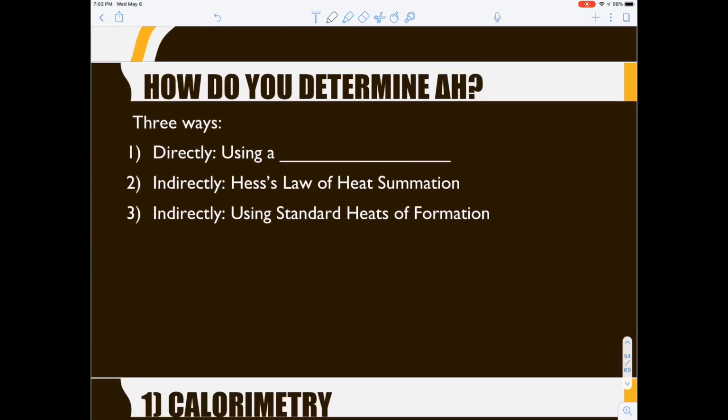Okay. This last part here is how do we calculate or figure out what delta H is numerically. We've talked about how you can use evidence about whether the surroundings get warmer or colder to identify the sign of delta H, but how do you know the numerical value of it? So one way is you could measure it in an experiment, which would involve using a calorimeter.